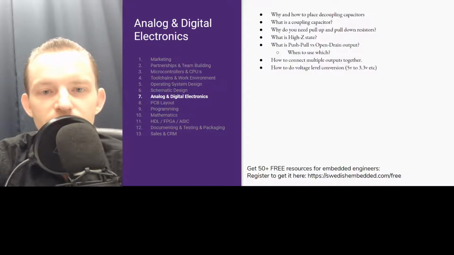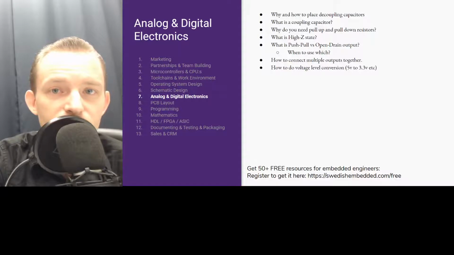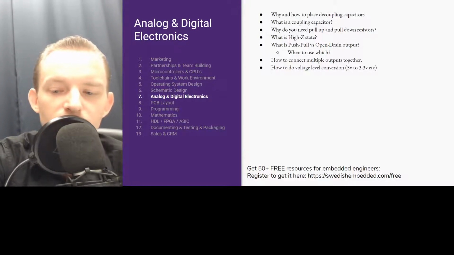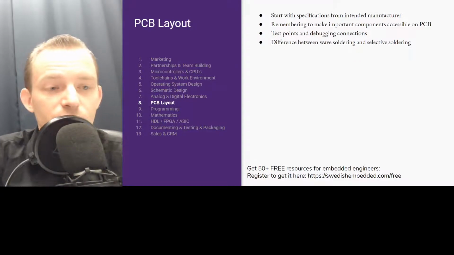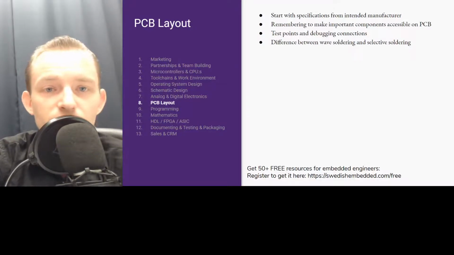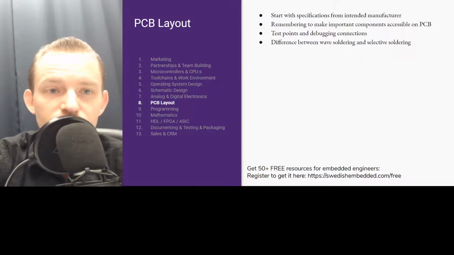For example, when you're interfacing 5-volt electronics to 3.3 volt controllers, you need to make sure that the voltage levels are converted to the lower voltage levels. PCB layout, also very important to learn when you're doing embedded systems. You start with the specifications. One of the ways you can do it is start with specifications from the manufacturer, so that you don't create a PCB that cannot be manufactured by the manufacturer that you've chosen.